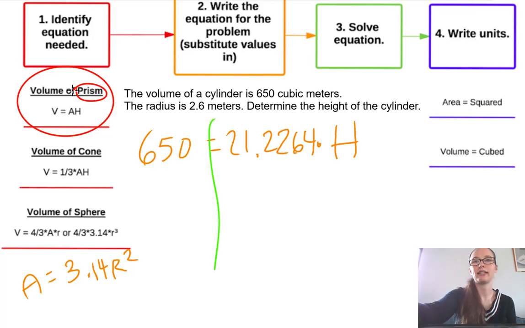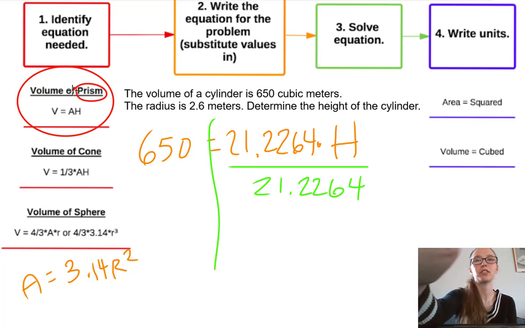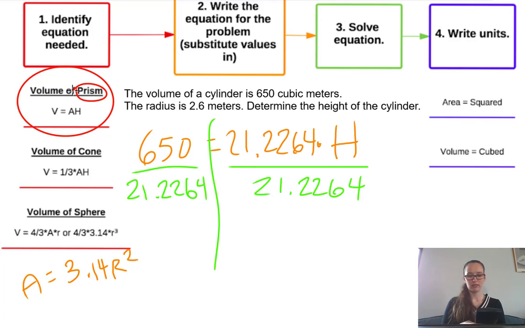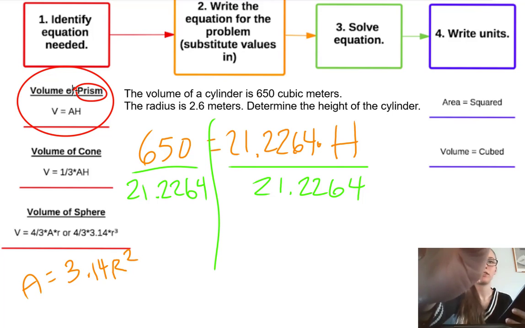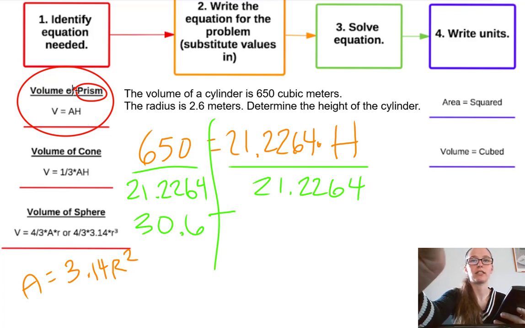So I draw my line down, and I'm going to divide both sides by 21.2264 because I'm multiplying h by that number. I have to do the inverse to get rid of it. So 650 divided by 21.2264. Let's round to the nearest tenth, which will get me 30.6 for my height.